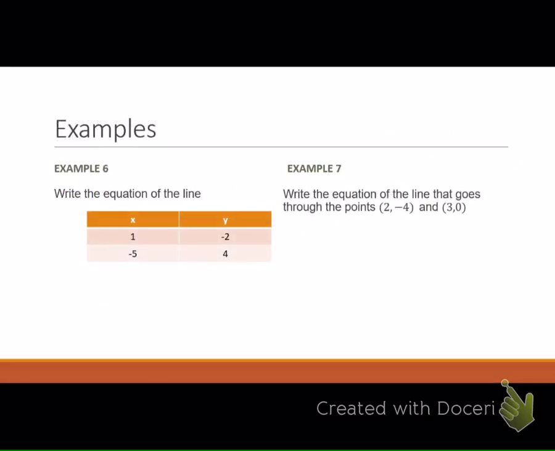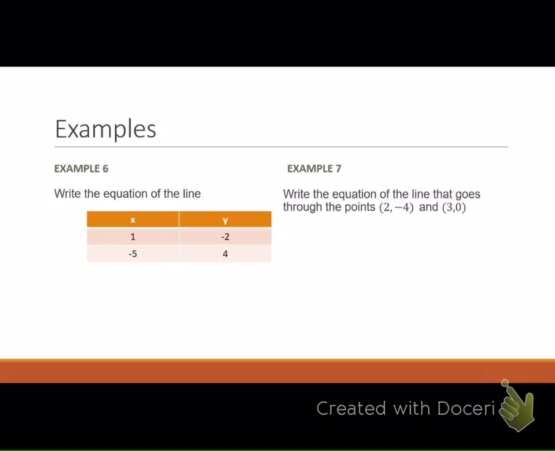All right. So, example 6 says write the equation of the line. But what do you have going on here? It's a table. It's a table with how many points? 2. Do we have a slope, though? No. Do we have a y-intercept? No. No, neither of these actually have a y-intercept, just so we're aware. What can we do if we have 2 points?